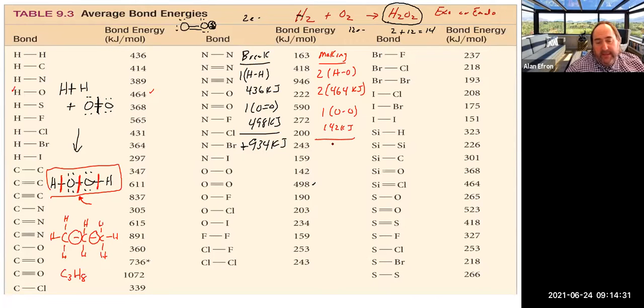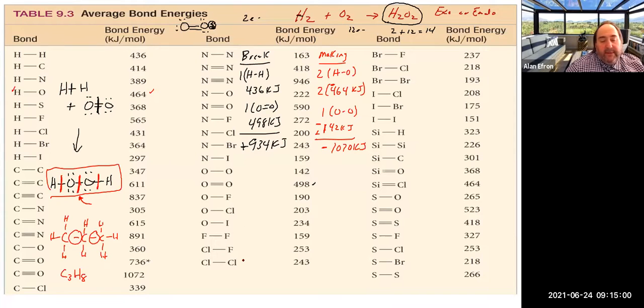Again, we're going to add this together. So we're going to take 2 times 464 plus, what did I say there, 142. It's going to be 1070 kilojoules in terms of making. Remember, making is exothermic, which means really this number is negative, and that number is negative, and this number should be negative as well. At this point, we pretty much just need to add these numbers together.